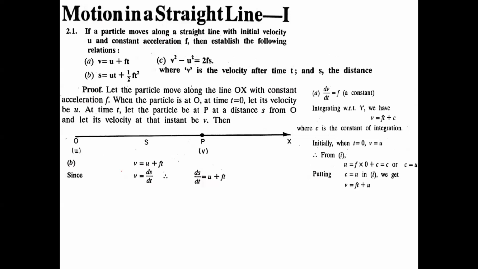Now the second formula, we have to prove s is equal to ut plus half ft square. That means we have to make the relation between distance and time, s and t.